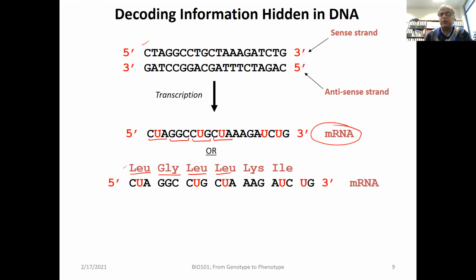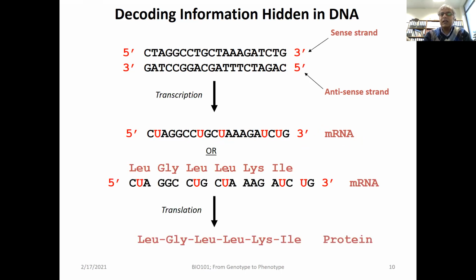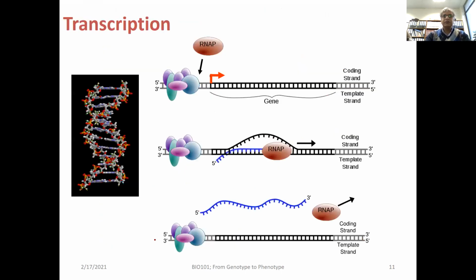And this is the job of the ribosomes: decoding from messenger RNA to protein sequence. Eventually we have a protein sequence: leucine, glycine, leucine, lysine, isoleucine. Each amino acid is linked to the next one through a peptide bond. We are going to cover both these processes, transcription and translation, in today's lecture.